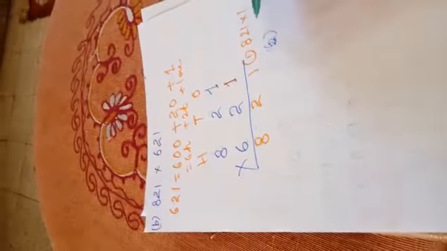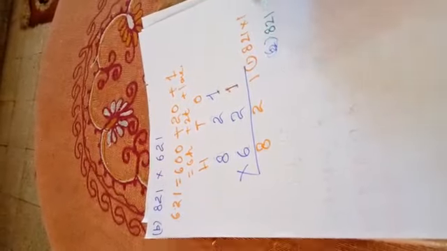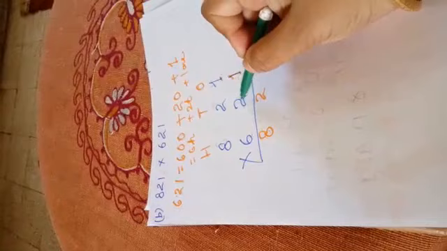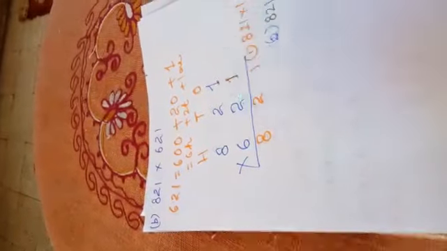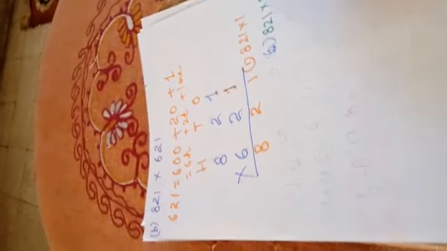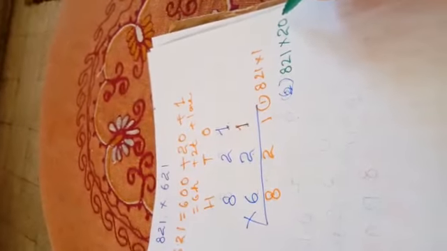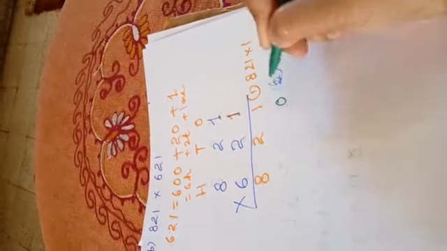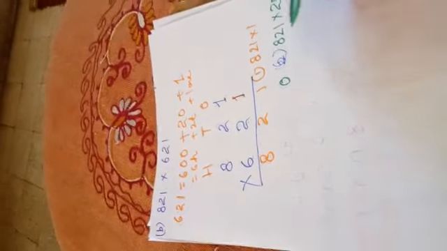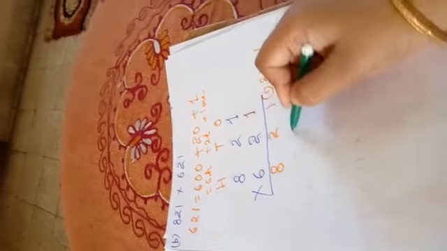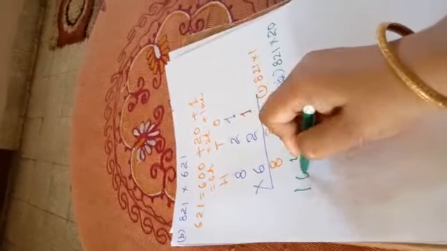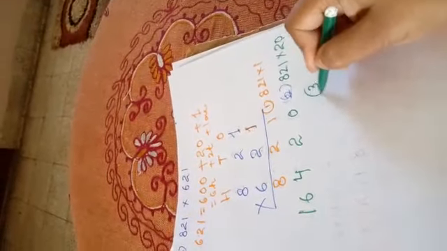Second step is to multiply the multiplicand 821 with the tens place digit of the multiplier, which is 2 tens. So 2 tens means 20. Since 20 is having one 0 to the right side of the 2, so in the product also there will be one 0 to the right side of the product. Now let's start the product. 2 ones are 2, 2 twos are 4, 2 eights are 16. Right.